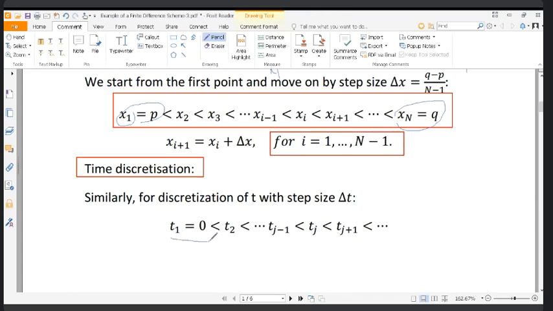Maybe T1 is not equal to 0. Maybe T1 starts from 1, from 2, from 100, from 10. But in this example, T starts from 0. This is optional. Please pay attention: T1 is not always equal to 0. Sometimes T1 is 1, 2, 3, etc. In this example, we have T1 equal 0, smaller than T2, smaller than T_{j-1}, smaller than Tj, and it can be continued.